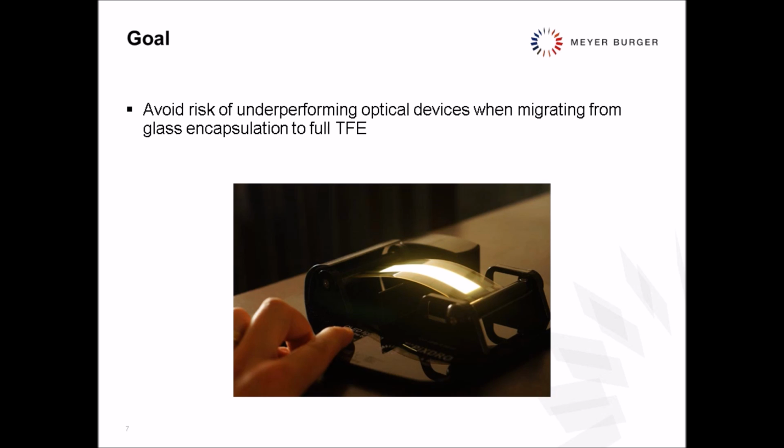The detail on the performance will help us to avoid the risk of having underperforming optical devices, especially when migrating from classical glass encapsulation to a full thin film encapsulation. The advantage of going towards a full thin film encapsulation will be the bendability of the devices, as we see here in this picture. The light is shining and the foil has been bent, and the device is not affected by it.